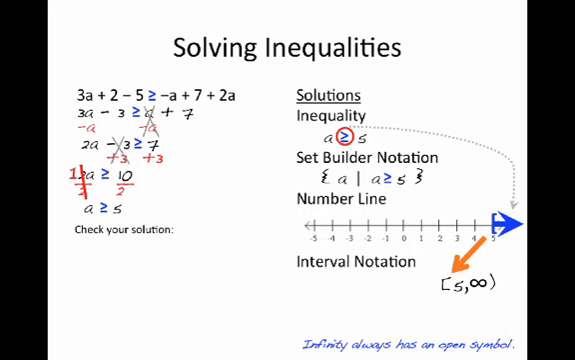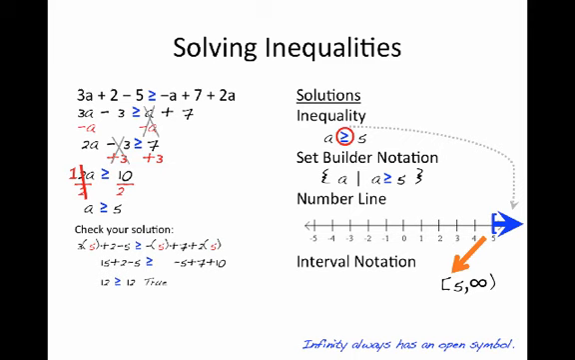Notice that that square bracket is lined up with the left end of my interval notation, and my infinity is on the right with an open symbol. Let's check our solution. If we use the value of 5 and plug it in, check my math. Make sure I did it right. You can pause the video here to see what the math looks like. And when I'm done, I end up with 12 is greater than or equal to 12.